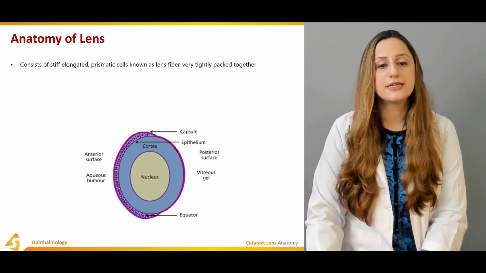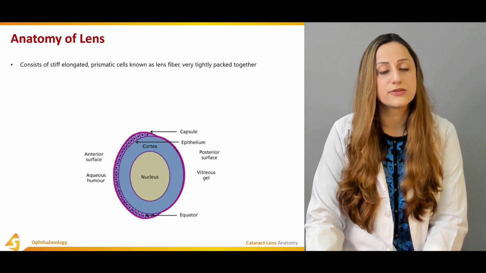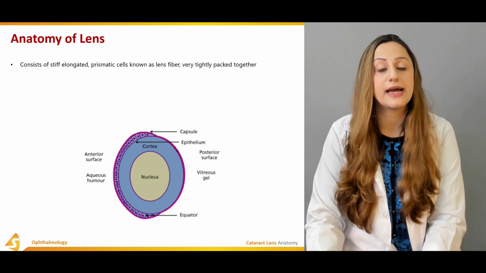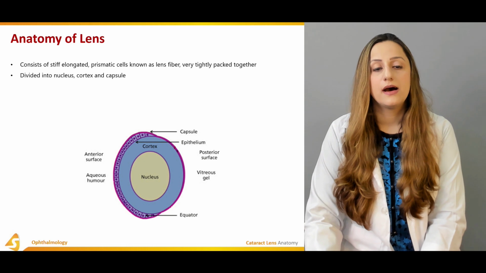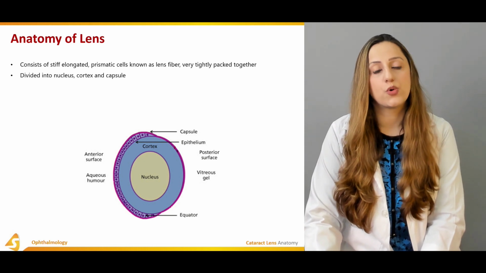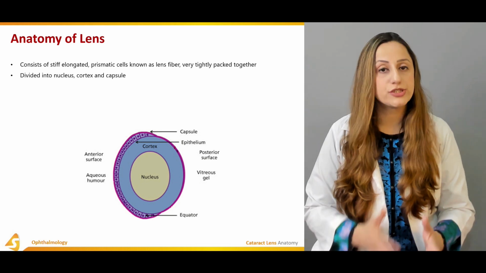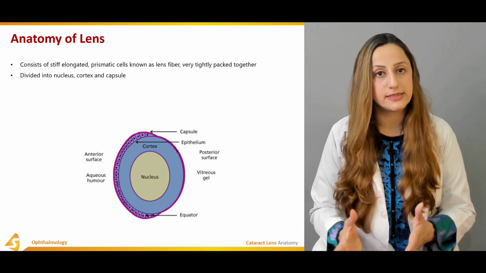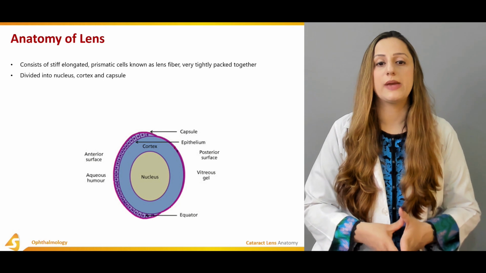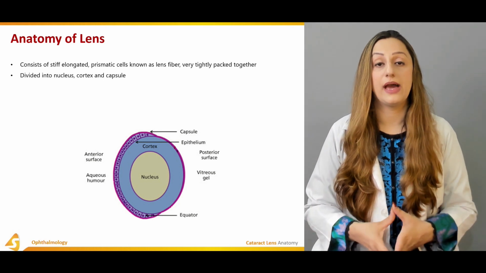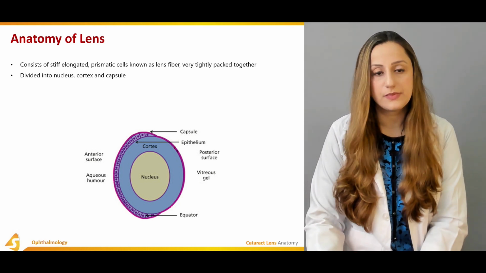It consists of stiff elongated prismatic cells known as the lens fibers, very tightly packed together, divided into the nucleus, cortex, and the capsule. So basically, these are the three terminologies that we'll be using again and again. One is the nucleus, we have the cortical area, and then we have the capsular area.